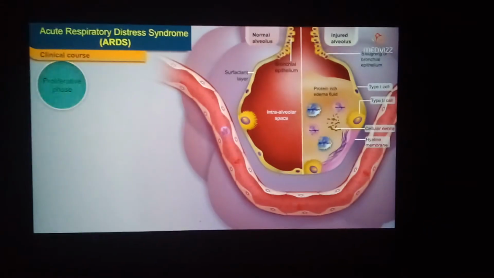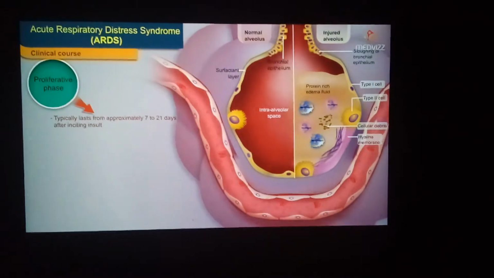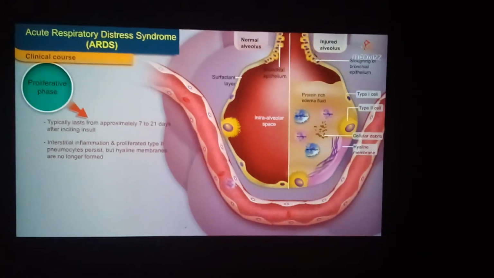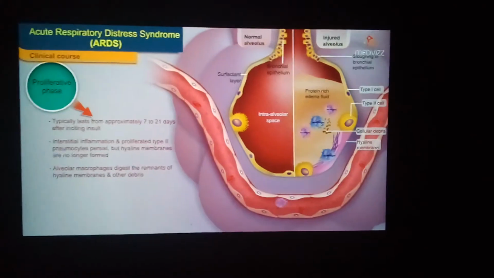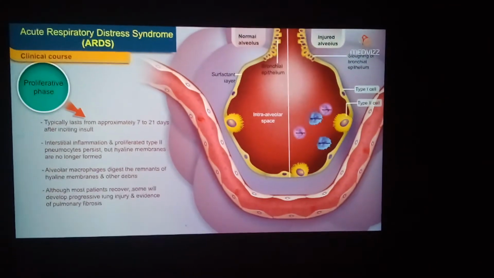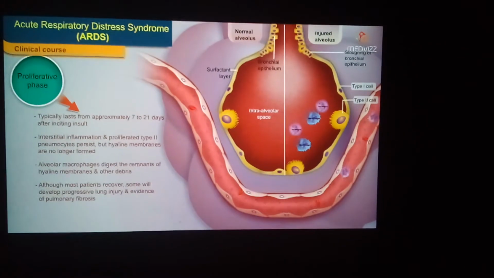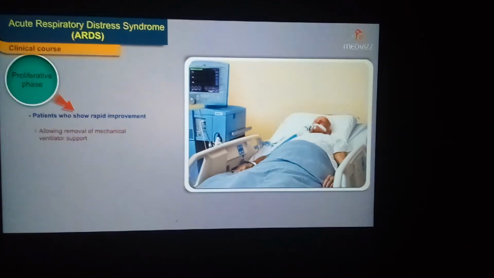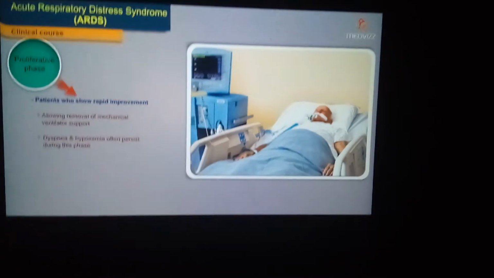The second phase, the proliferative phase, typically lasts from approximately day 7 to 21 after the inciting insult. Interstitial inflammation and proliferated type 2 pneumocytes persist, but hyaline membranes are no longer formed. Alveolar macrophages digest the remnants of the hyaline membranes and other debris. Although most patients recover, some will develop progressive lung injury and evidence of pulmonary fibrosis. Even among patients who show rapid improvement, allowing removal of mechanical ventilator support, dyspnea and hypoxemia often persist during this phase.